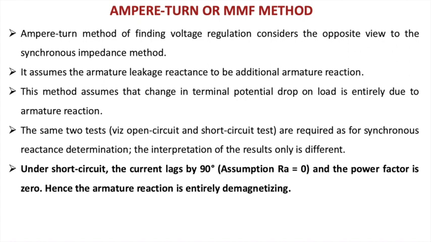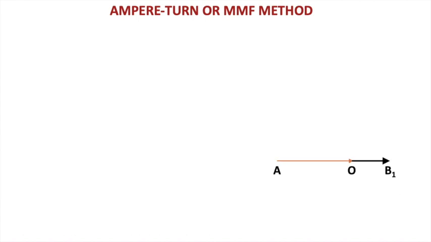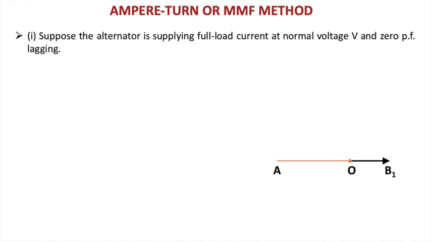Hence, the armature reaction is entirely demagnetizing to the main field. Since the terminal voltage is 0, all the field ampere turns are neutralized by the armature ampere turns produced by the short circuit armature current. So this is your ampere turn method for the zero power factor.